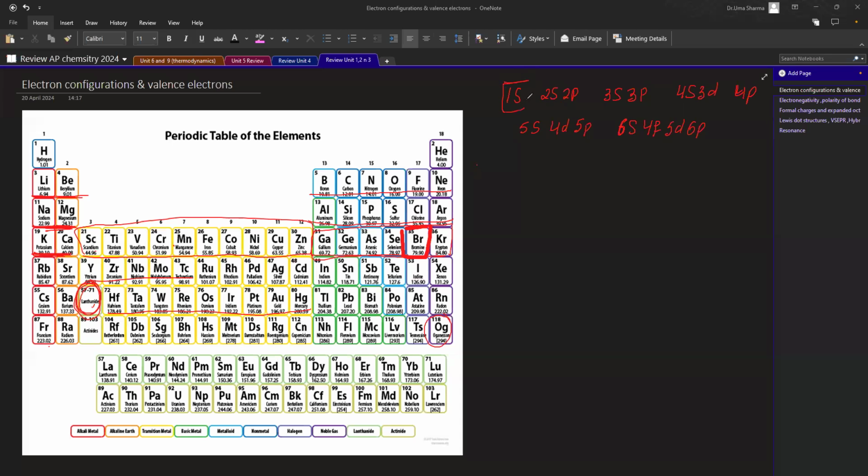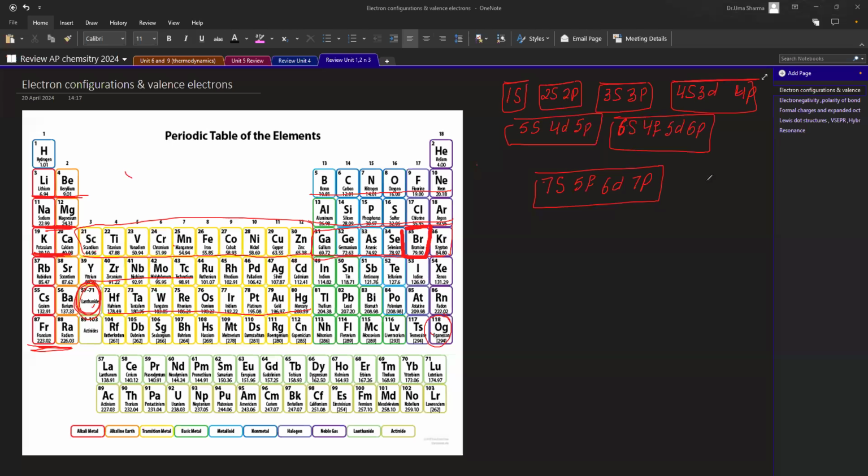Like this is period number 1, period number 2, period number 3, period number 4, period number 5, period number 6. Now, period number 7. Yes, tell me about period number 7. Start from here. Yes, who is this? Aditi, very good. 7s, 5f, and then 6d and 7p. So this is the configuration up to the last element.